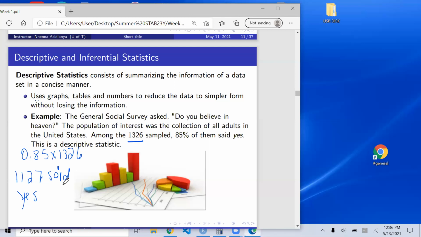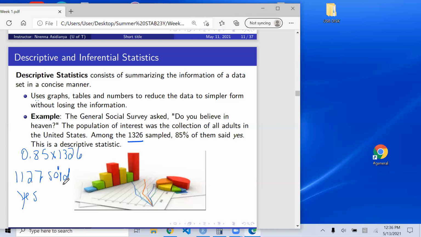Well, the reason why making it a percentage is descriptive is because people would rather just see the percent of the total population that said yes than having to see 1,127 said yes. Why is that? Because until you actually divide 1,127 into 1,326, you will not know the percent that said yes. So the reason it's descriptive is because you have reduced the last step that someone has to do, because you just gave them the percent instead of telling them to compute it themselves. That's why it's descriptive.